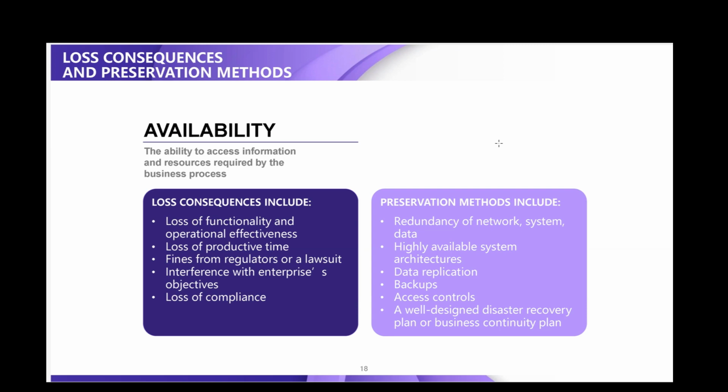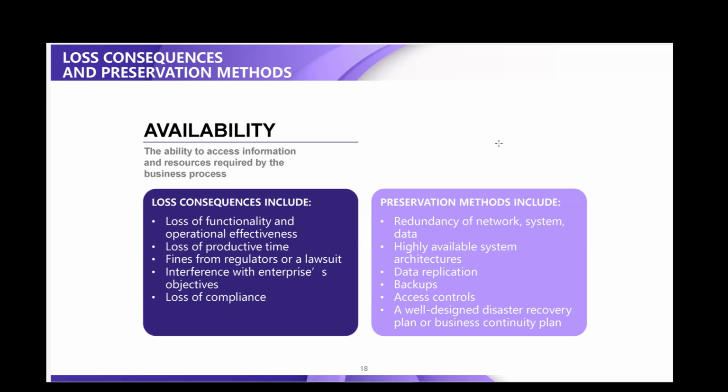Availability is the ability to access information and resources required by the business process. What are the consequences? Loss of functionality and operational effectiveness, loss of production time, fines from regulators or lawsuits, interference with enterprise objectives, and loss of compliance. So how do you preserve your availability? Make sure that you have redundancy of network, system and data in place. That is very, very important.